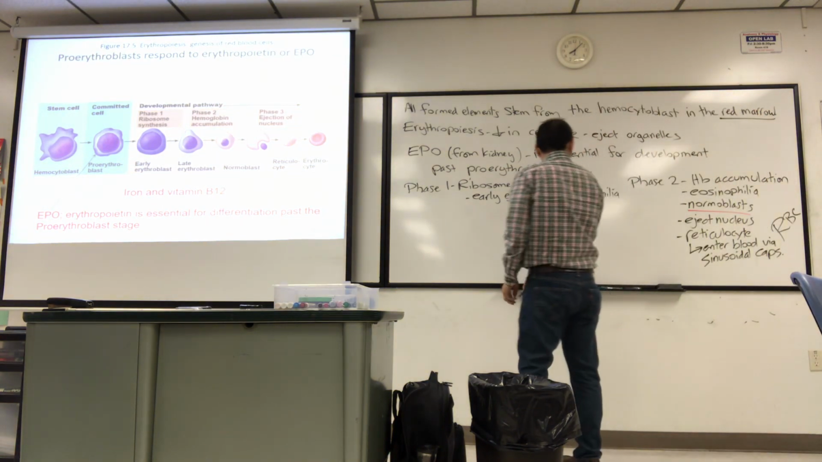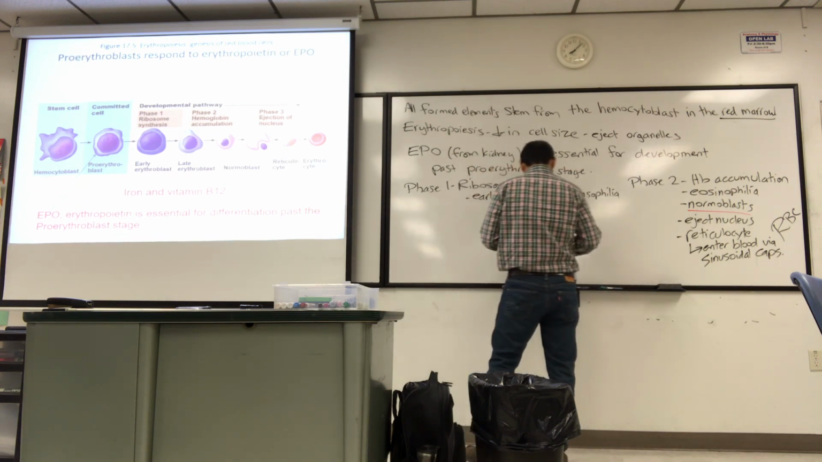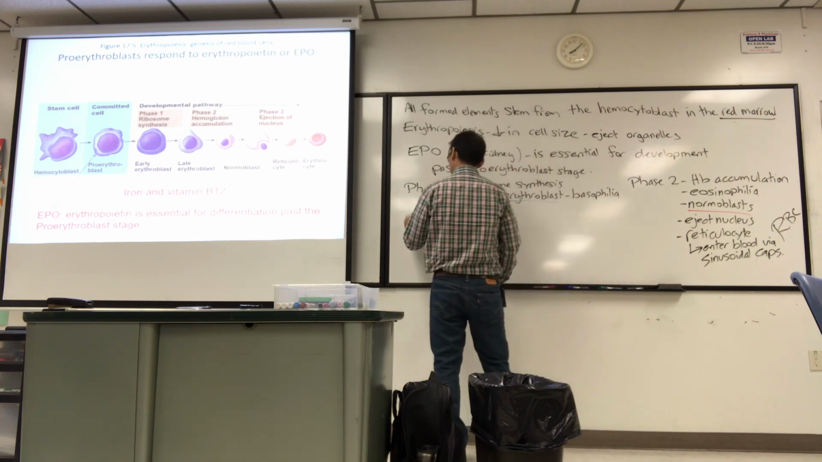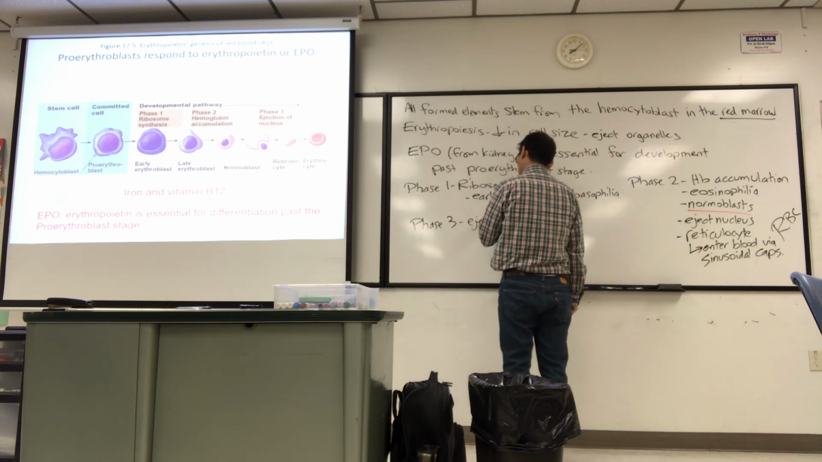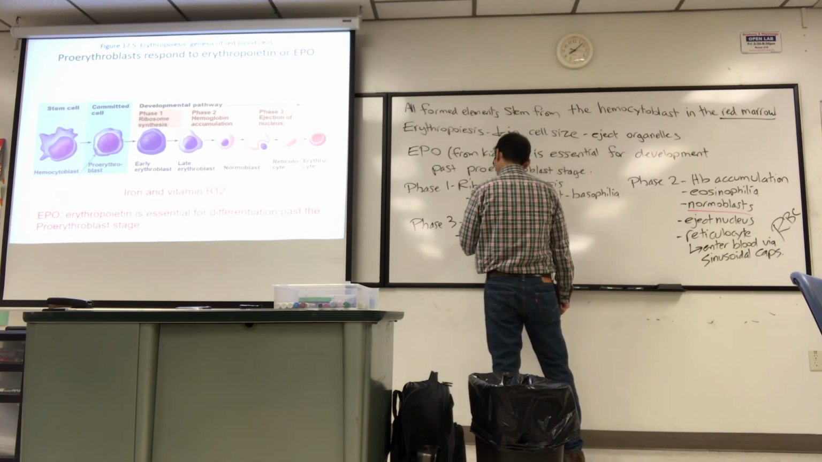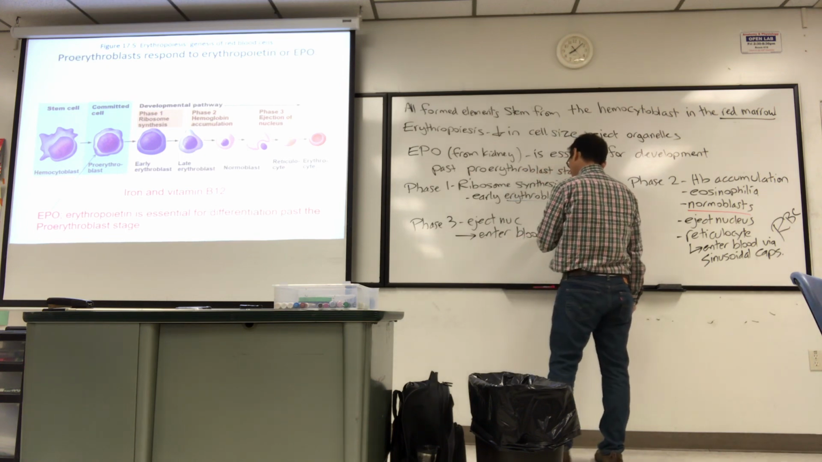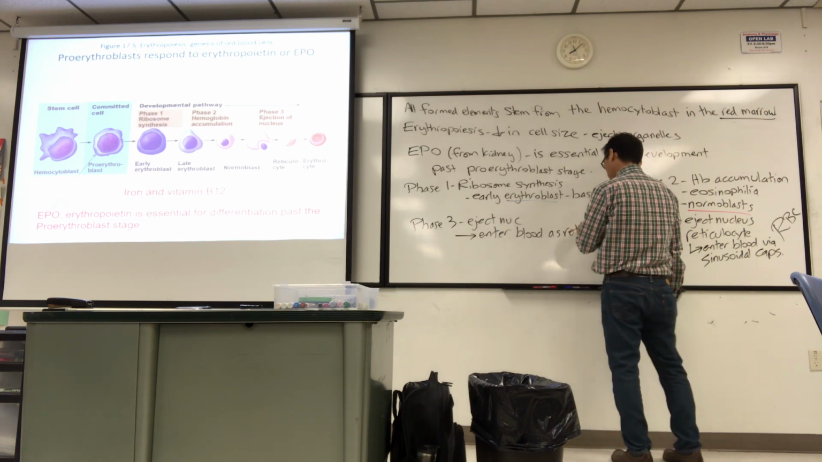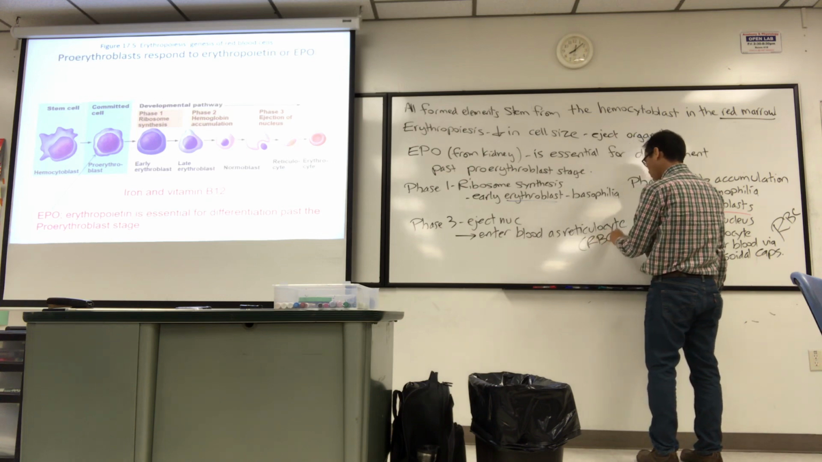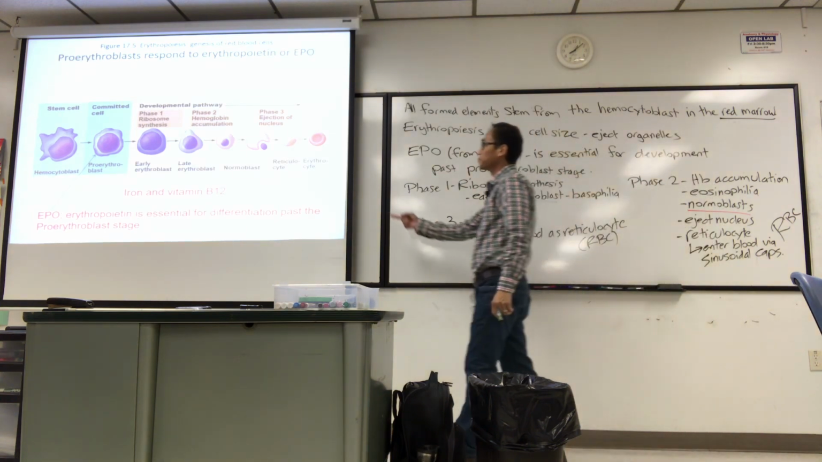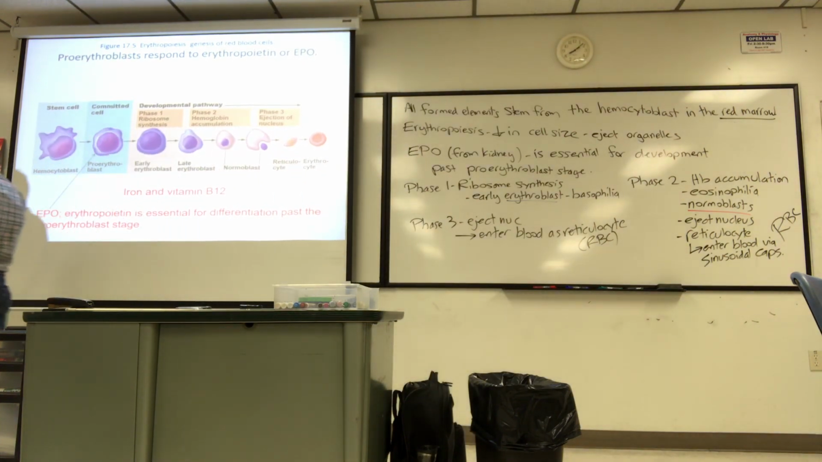Well, I'm supposed to put ejection of nuke as phase 3, so let me retool. Let me write it over here. Phase 3. Eject nuke. Enter blood as reticulocyte and becomes an RBC. An RBC has this puckered appearance. It's not hard and fast when you become a reticulocyte before or after you enter the blood.